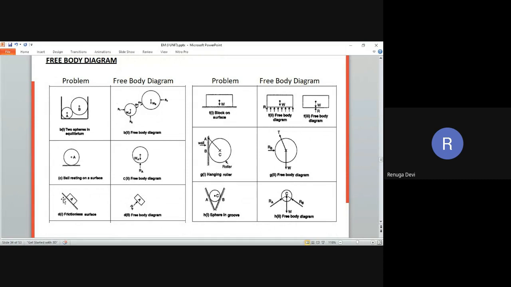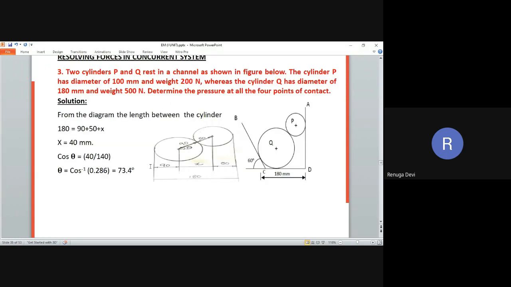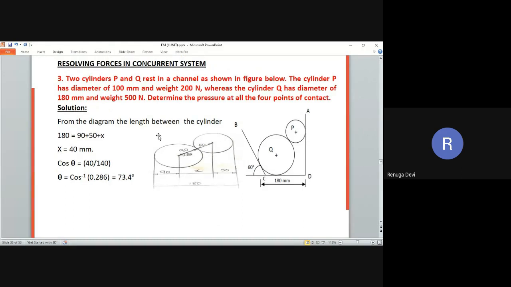Now the next one. These are all simple free body diagrams for some of the things. You just see how the free body diagram will be for this particular problem. Now you just see a frictionless surface, an inclined surface. The mountain roads or hill roads also come under this. The ball is resting on a surface, the pulley is resting on a wall, and a spear in a groove. So shafts, belt drives, everything comes under this, a block on a surface.